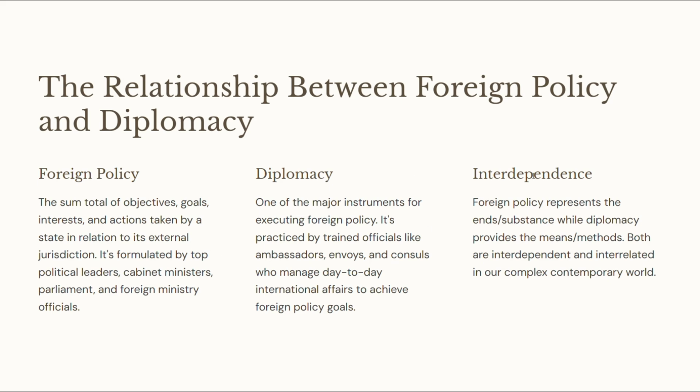There is a certain degree of interdependence between these two concepts. Foreign policy represents the ends or substance. This is the final result that we are pursuing, while diplomacy provides the means or the method to reach the final results or the ends. Both are interdependent and interrelated in our complex contemporary world.